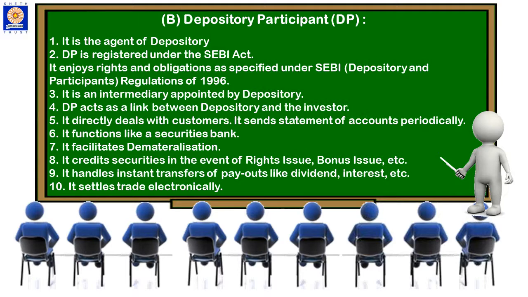It credits securities in the event of rights issue, bonus issue, etc. Suppose you are an investor and you have invested in Geo Limited, a public limited company, and Geo Limited had issued bonus shares to all the investors in the ratio of 2:1. So at that event, your depository participant will directly credit the shares which Geo has issued or allotted to you. The depository participant will directly credit the shares or securities into your account.